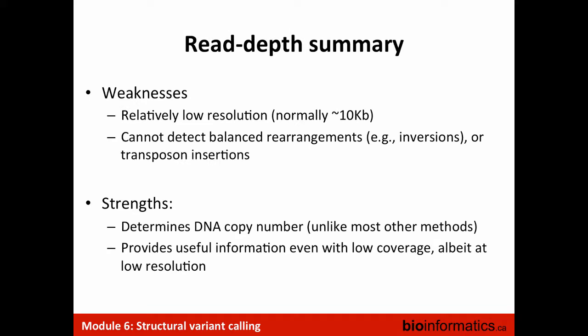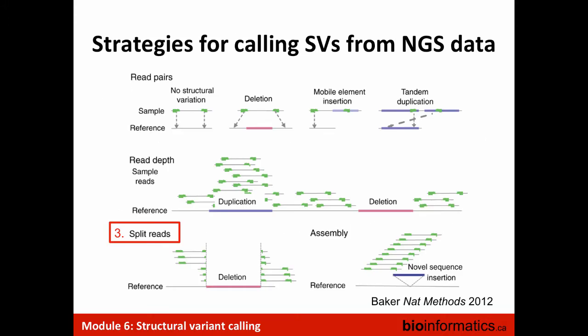So a summary of read depth. Read depth tools have weaknesses: relatively low resolution, so it's not clear exactly what size of bins to use to be robust, but normally it's a reasonable size, maybe of the order of 10 kb. You're missing some rearrangements, because if there's no change in copy number, you won't find it. But the strength is that you do determine directly from that how many DNA copies you have. And it works relatively well even if you have lower coverage. The other approach will typically require more coverage to work.